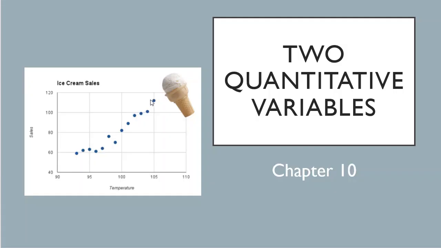So here's an example. Ice cream sales over here, temperature over here. As the temperature increases, the sales increase. You can kind of see this pattern, and that's what we're looking for. Are there patterns that you can find when you have two quantitative variables? And let's just spend a second thinking about this. Temperature is a quantitative variable, and sales is a quantitative variable.